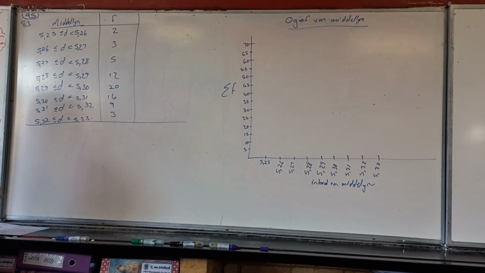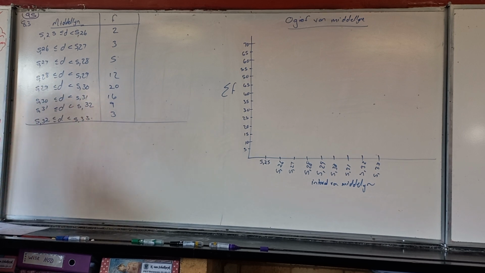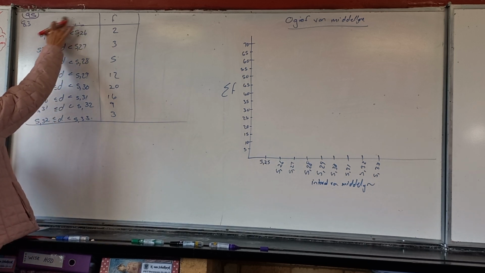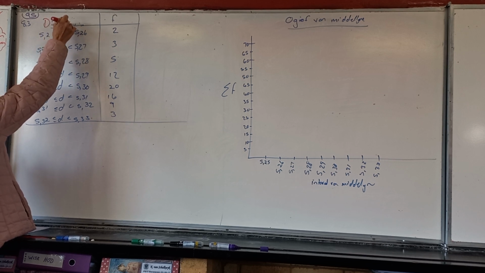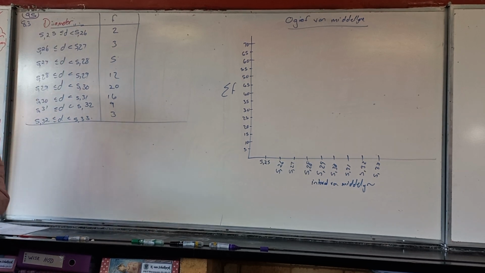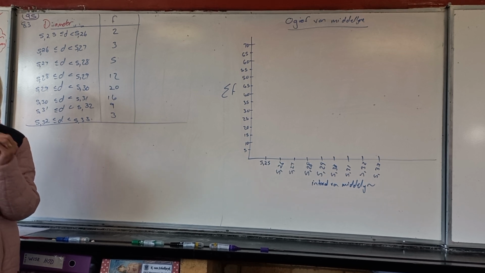We are still on data handling, specifically the ogive. So we have to find the ogive for intervals, and this was the intervals of diameters. It was a whole story about some manufacturer that makes some sort of component for some sort of machine, and it looked at the diameters of certain of the components.